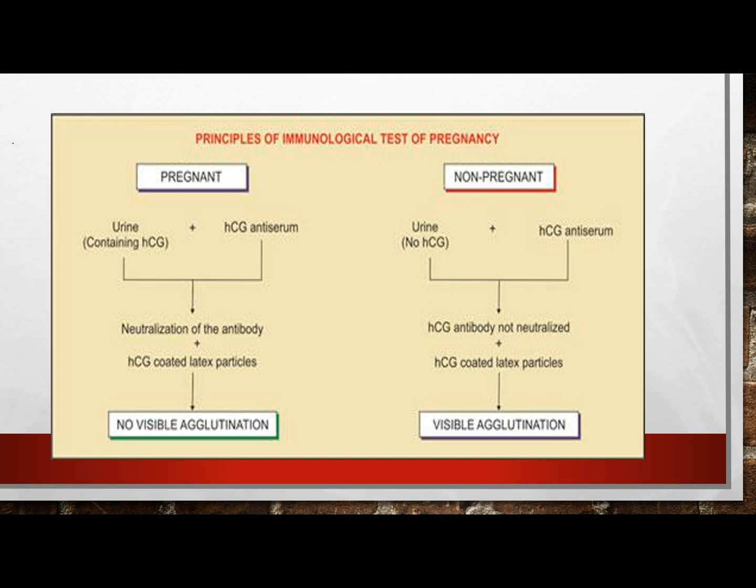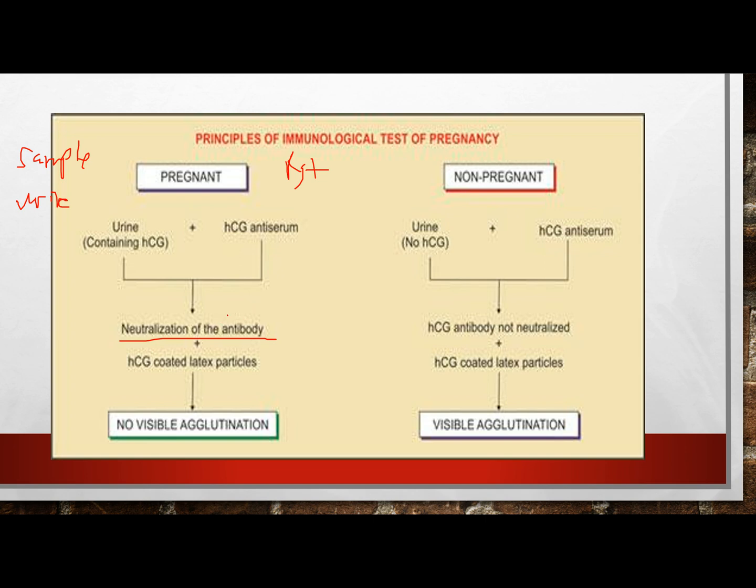Now, in this test you would be using a urine sample, and you would use a reagent, which is HCG antiserum. If you're pregnant, for example, your urine would contain human chorionic gonadotropin. Human chorionic gonadotropin plus the reagent HCG antiserum, and there would be neutralization of the antibody.